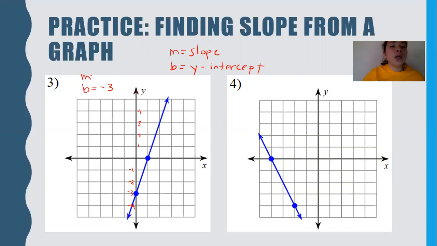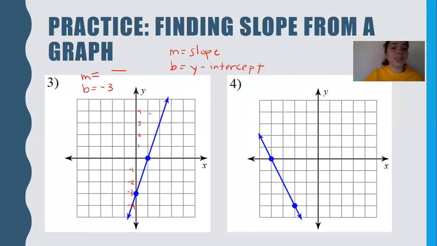Now, Eric, can you tell me what the slope is here? Which one? For number 3? What is the slope here? The run or the rise? So remember, you always do rise first and then the run. So rise on top as the numerator, and the denominator would be your run.